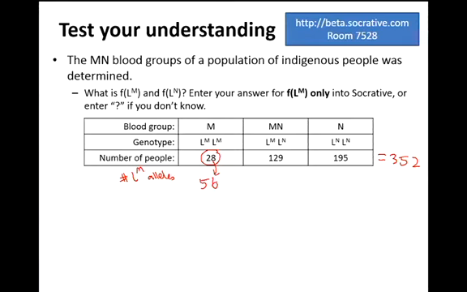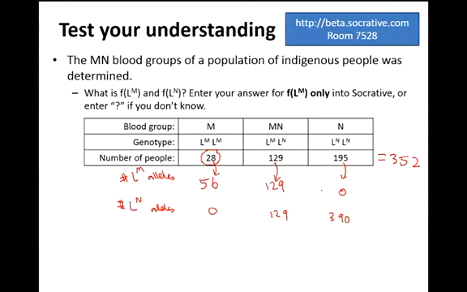Okay. From these 129 people, each person has two alleles, but only half of these alleles are LMs, which means that 129 alleles are LM. From this, there are zero LNs. The number of LN alleles, because these guys are homozygous for LM, they have zero LN alleles. These guys have 129 LN alleles. And these guys, 195 people, which means double this amount of alleles. So that's 390 alleles from there.